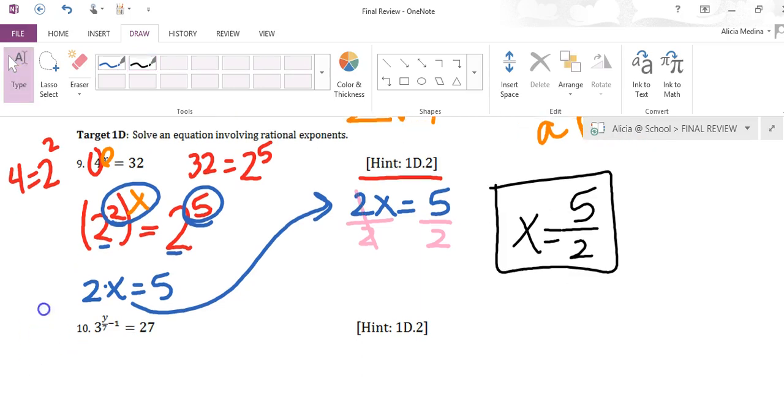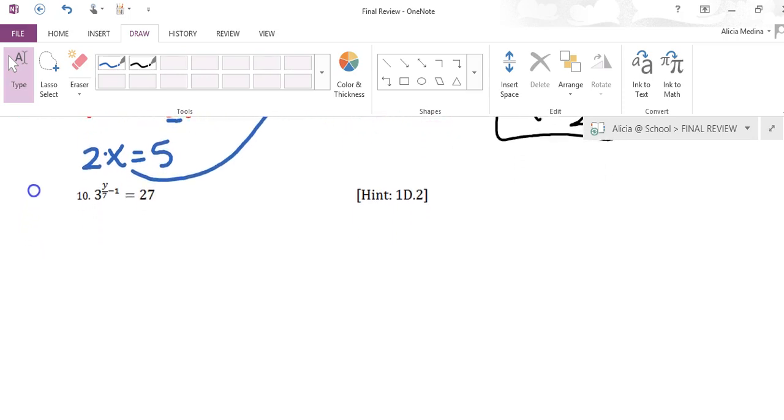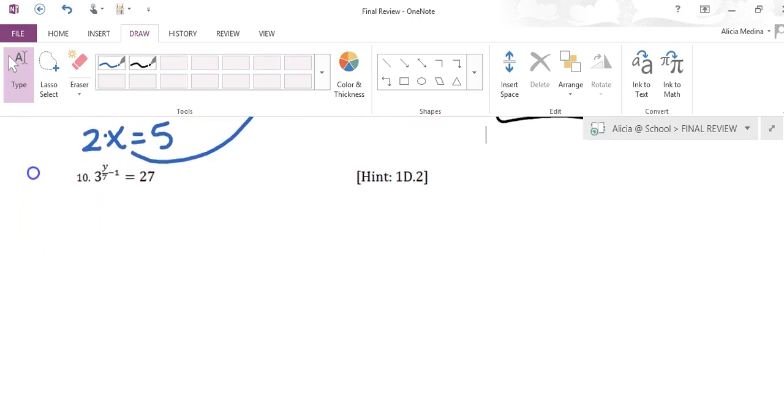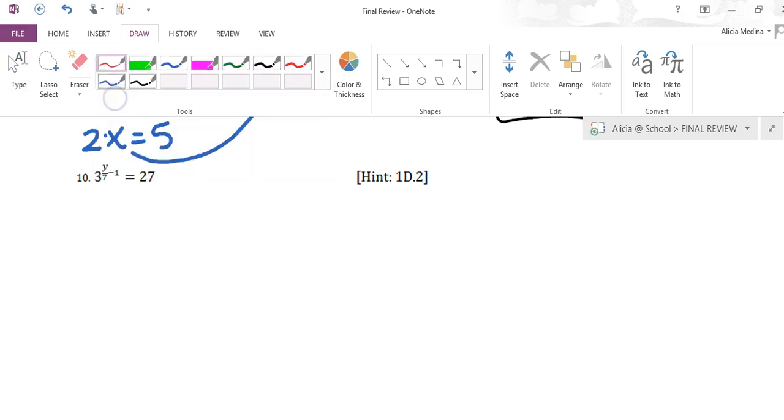Alright, last one for KC1. Similar, except we don't have to change both sides, right? I have a base of 3 and a base of 27. 27 can easily be changed into a 3. So I'm going to go ahead and rewrite that, looking at your power sheet. 3 to what power is going to give me 27? So 3 to the 3rd power is going to give me 27.